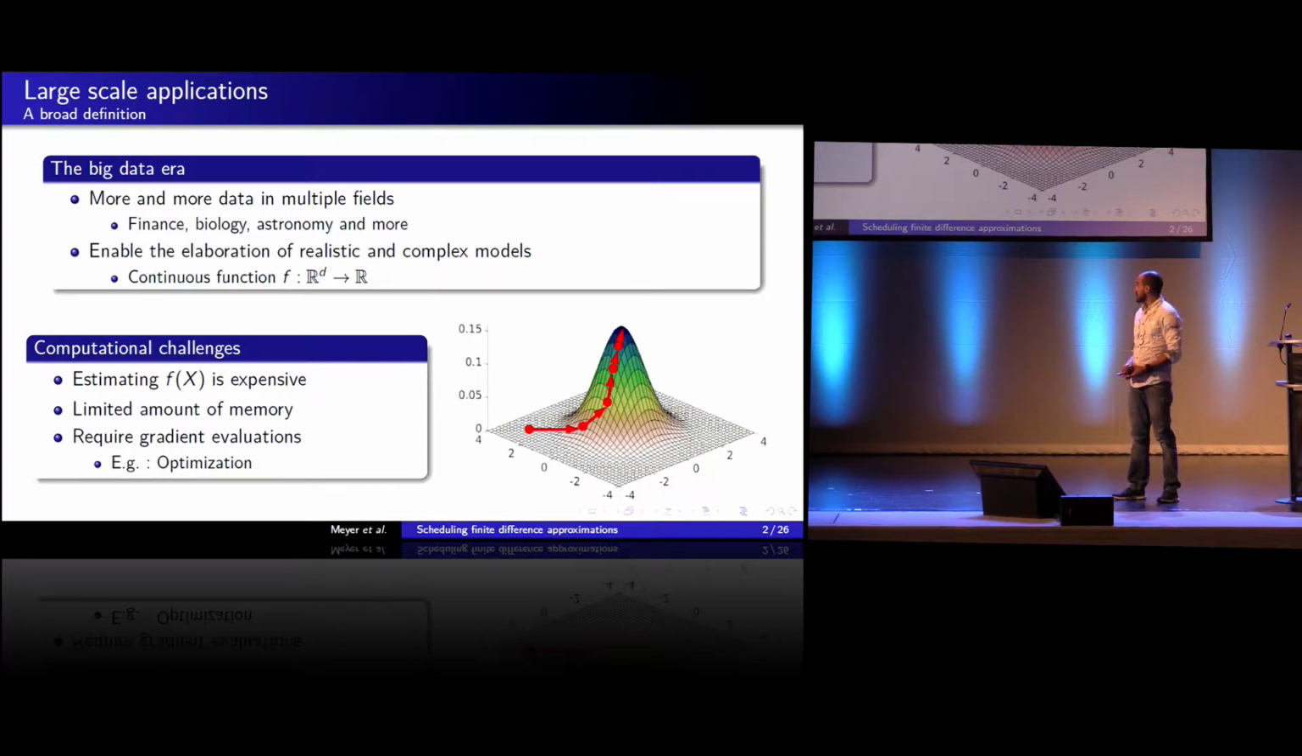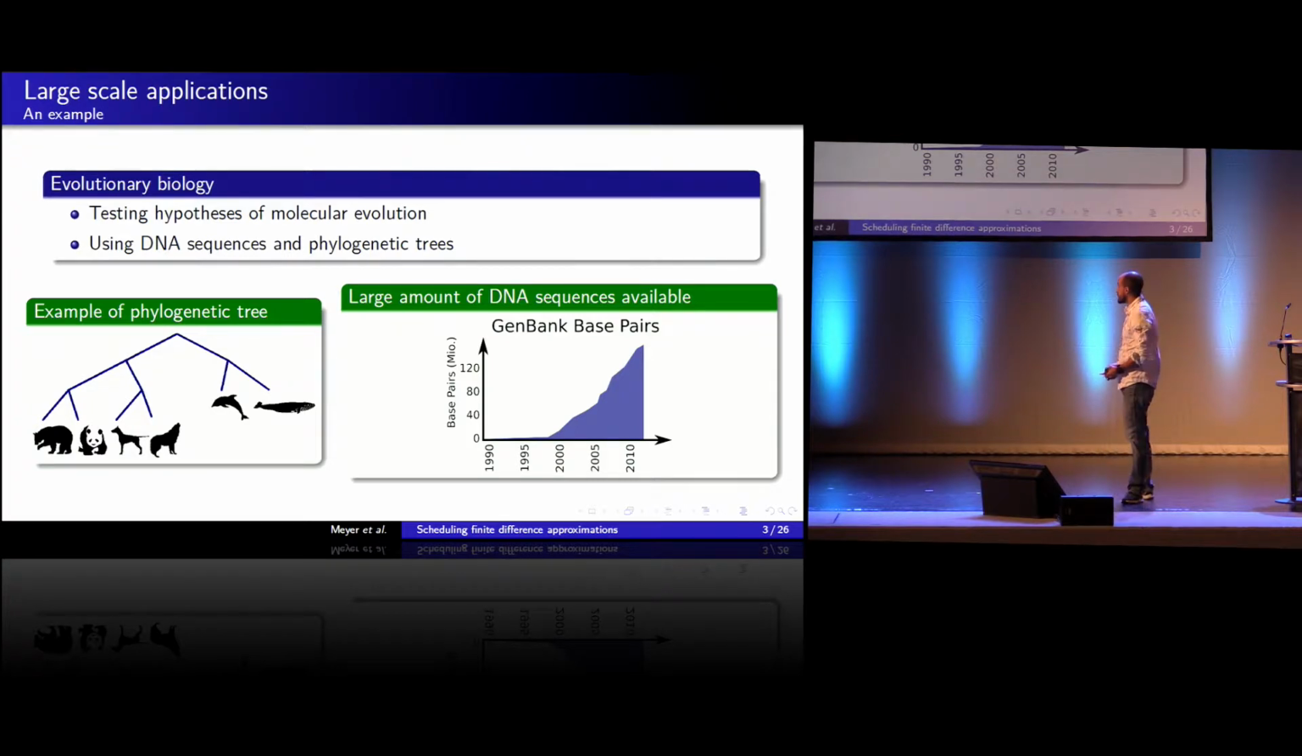For this talk, we will also assume that we want to compute the gradient of this function. And it can be for optimization, like maximum likelihood, or minimization of an error. So this is what we mean by large-scale application. This is an example of it.